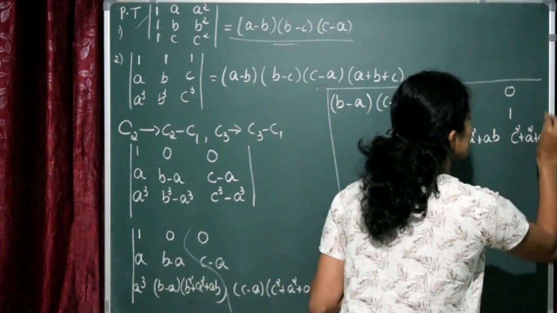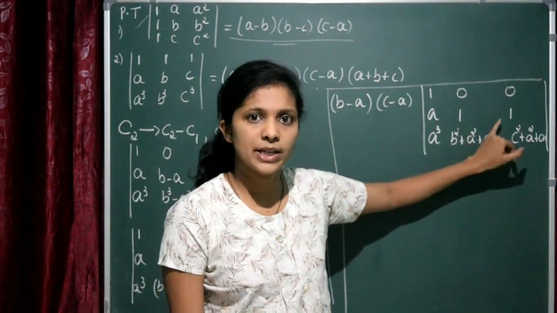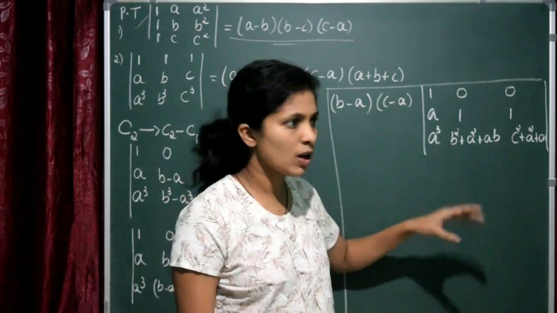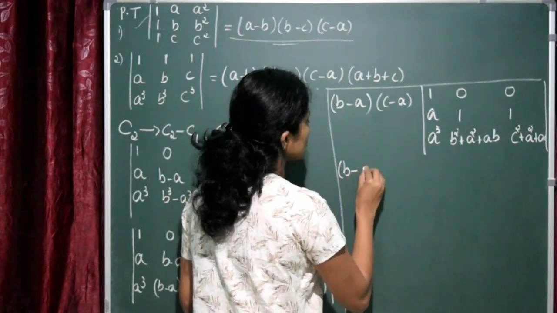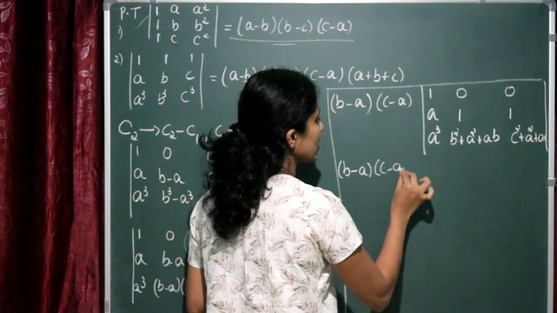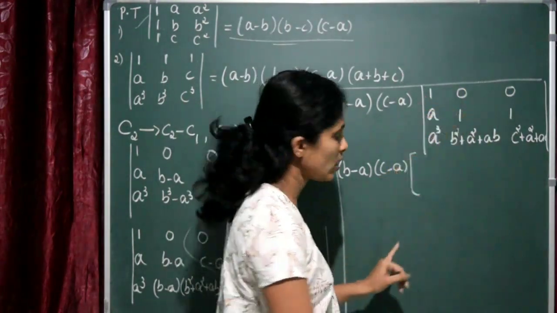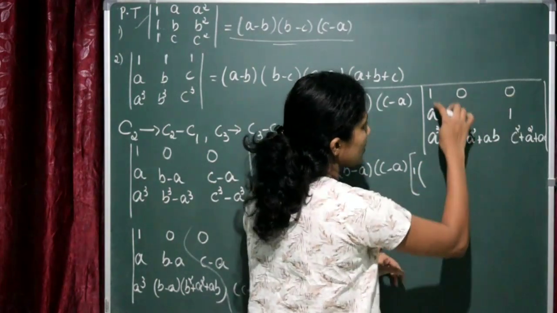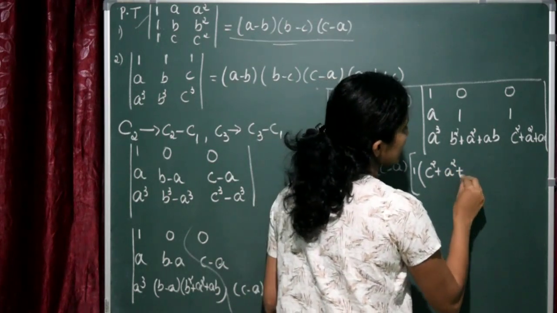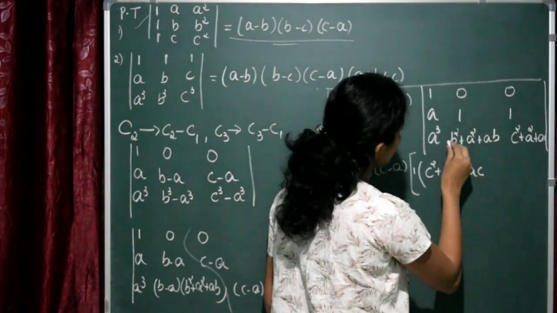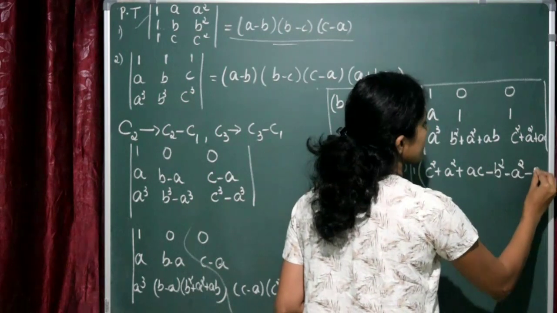plus a into c. See here 1 and 1 is there, either you can give the operation c2 changes to c2 minus c1, then you can expand, that is also possible, or else here only you can give the expansion. Anyway, we'll do here only, we'll give the expansion. So this is now b minus a into c minus a. Anyway, in the first row 1 0 0 is there, we'll expand along the first row, 1 into, delete first row and first column. So this is now c square plus a square plus ac, and this will be now minus b square minus a square minus a into b.